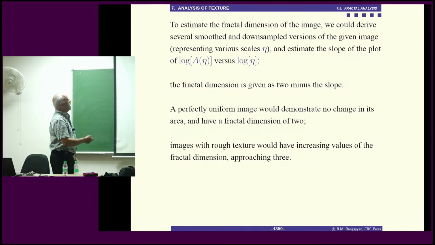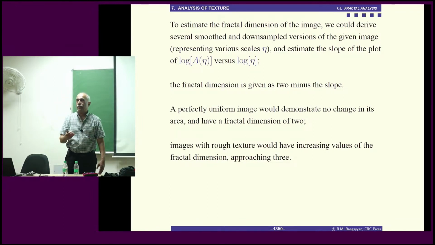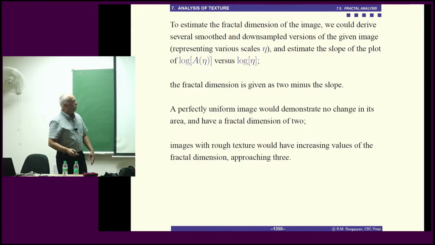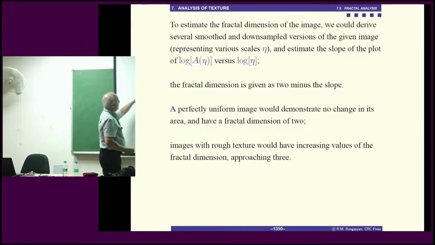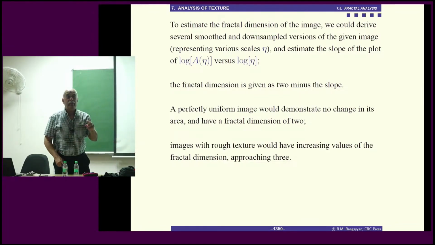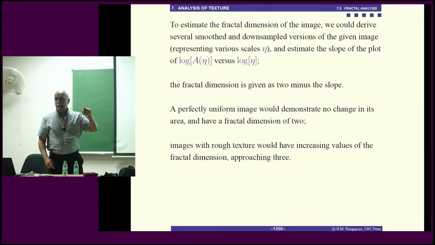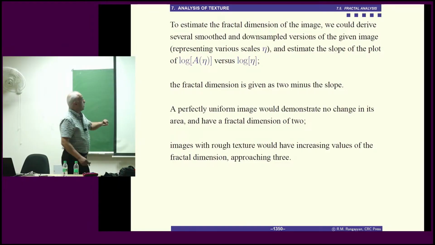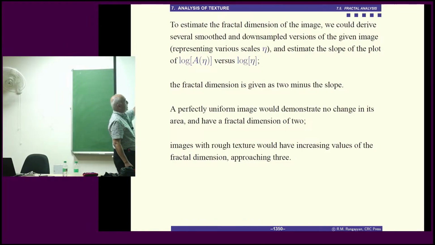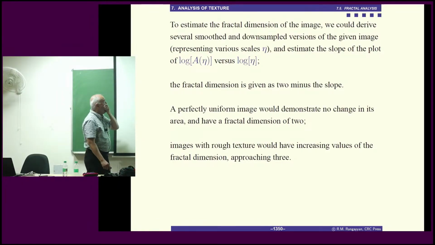So again, you do the same thing. Take log of the area versus log eta and plot. It is some curve, and you fit a straight line to approximate the slope. And in this case, you need to have some adjustments for the Euclidean dimension of the source. If it is an image, 2. If it is a one-dimensional function, 1. So the fractal dimension in this case is given as 2 minus the slope.